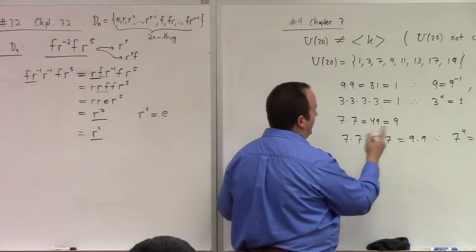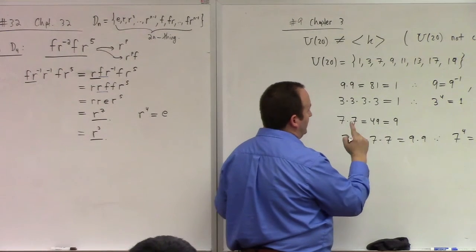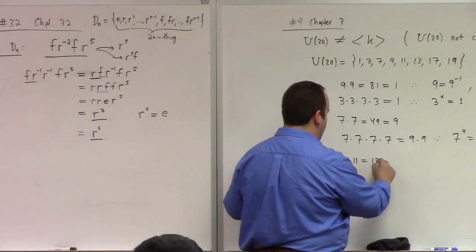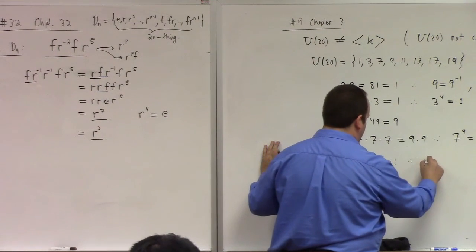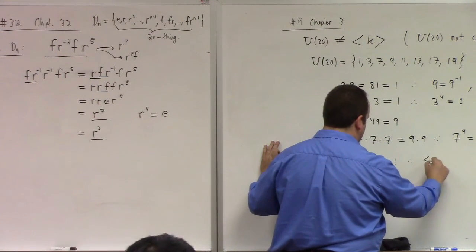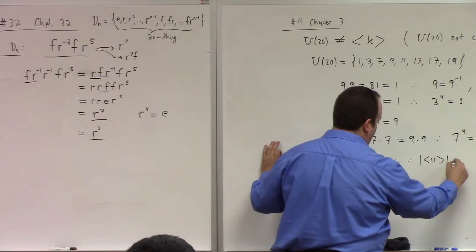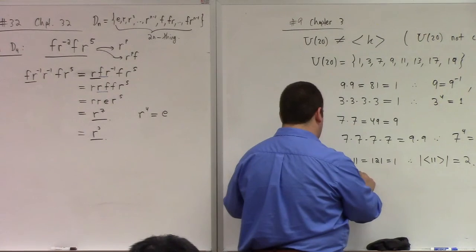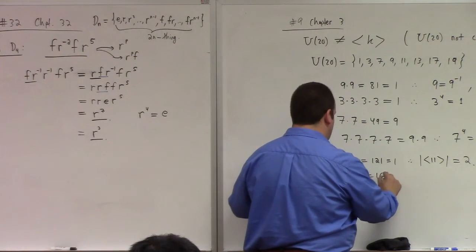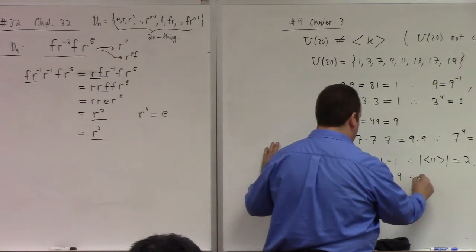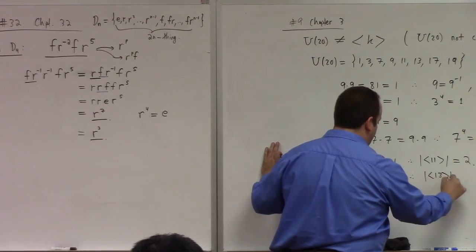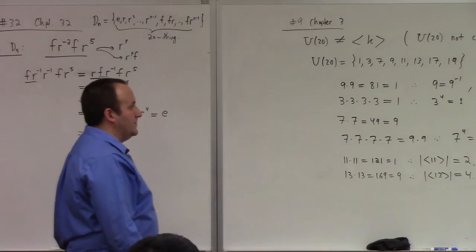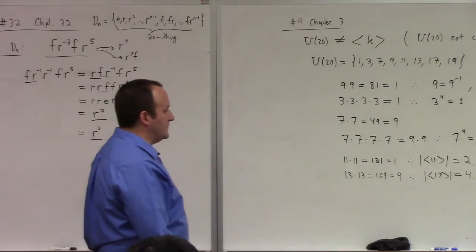How about 9? Well, we already ruled out 9. So we ruled out 3, ruled out 7, ruled out 9. How about 11? Well, 11 times 11 is 121, which is 1. So therefore, the order of the subgroup generated by 11 is 2. That's out. 13? Well, 13 times 13 is 169, which, by the way, is 9. So therefore, the order of the subgroup generated by 13, we've been down this road before, it's 4, by the same calculation as above.